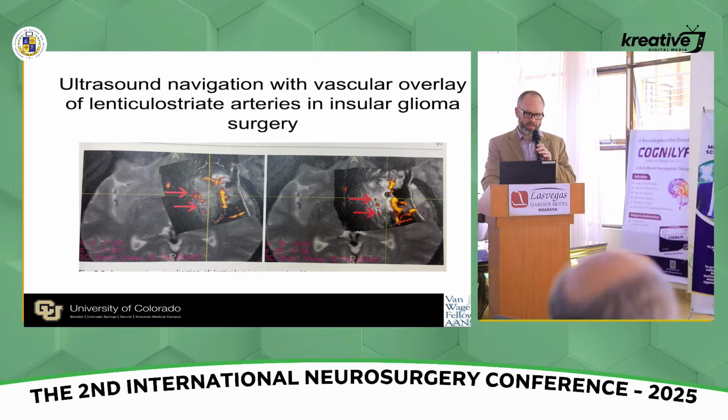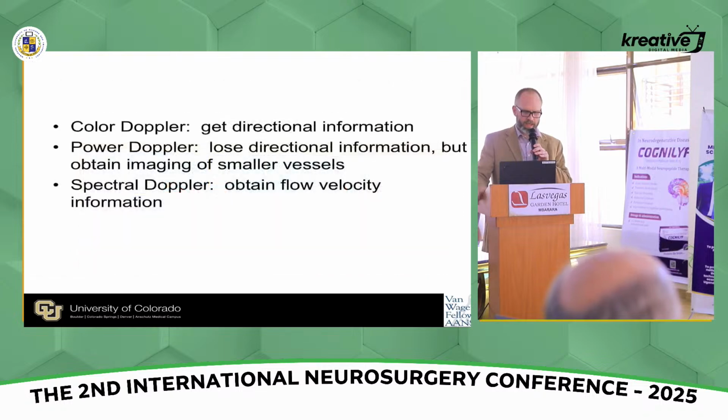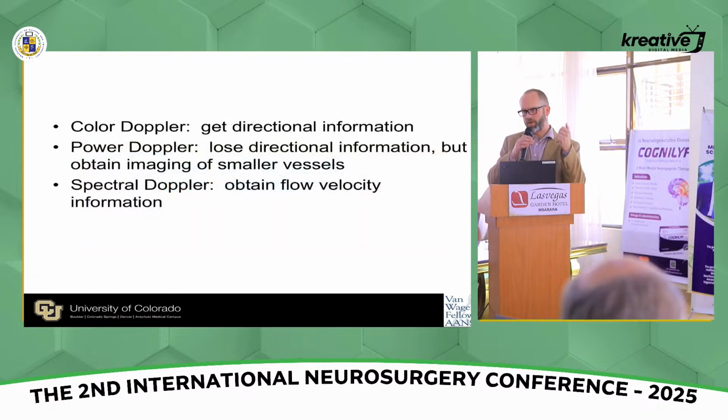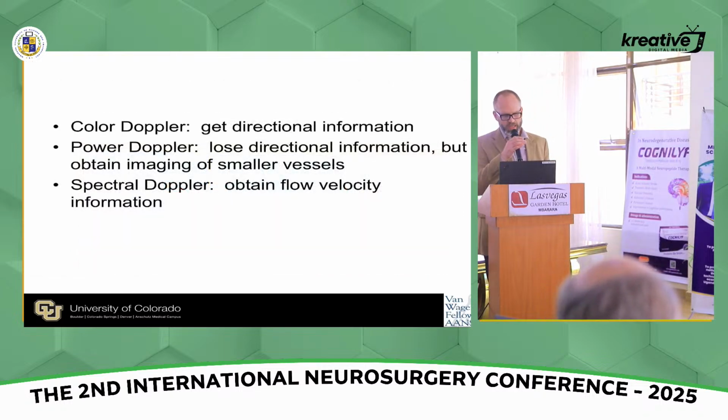Color, again, you get directional information. Power Doppler, you lose directional information, but you can then image smaller vessels, and you don't have that incident angle problem for velocity information. Spectral gives you flow velocity information. I'll give a case illustration.